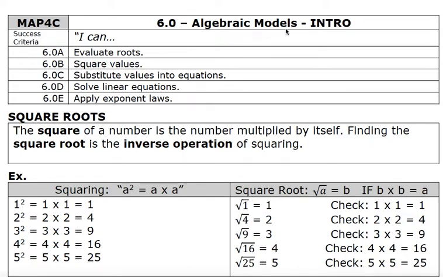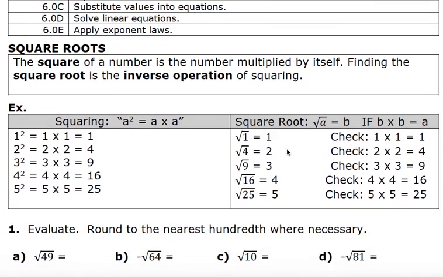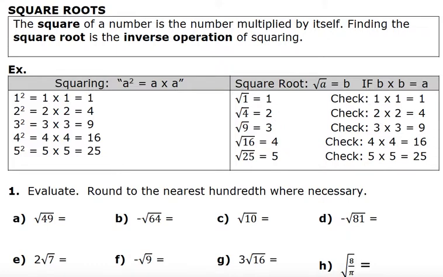6.0 Algebraic Models Introduction. The first topic that we're going to learn is square roots. The square of a number is the number multiplied by itself. Example, 1 squared is 1 times 1, which is 1. 2 squared is 2 times 2, which is 4, and so on. It's helpful to have each of these different products memorized through practice, because then for our square root, whenever we have a whole number answer, it's easy to evaluate.